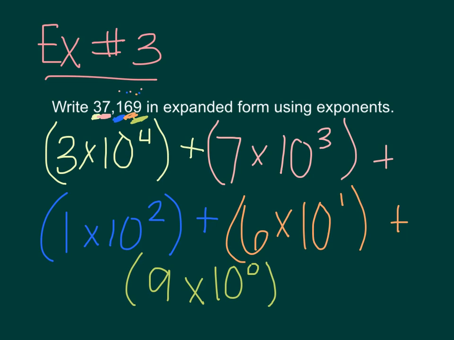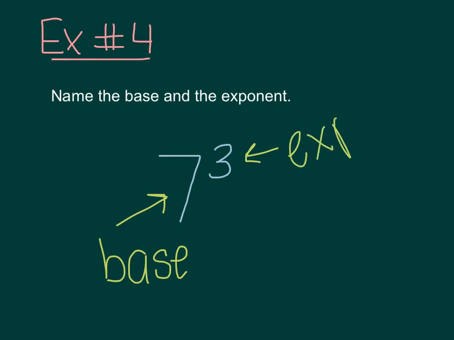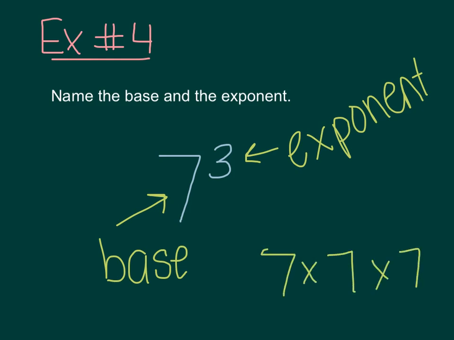Remember to re-watch this example if you need to. Our last example is very similar to what I did when we were doing the vocab. They just want to know which one is the base and which one is the exponent. So the 7 is the base, and the 3, the little number in the corner, is always going to be the exponent. And what does that mean, although they didn't ask us? 7 to the 3rd power means 7 three times. So it's 7 times 7 times 7.